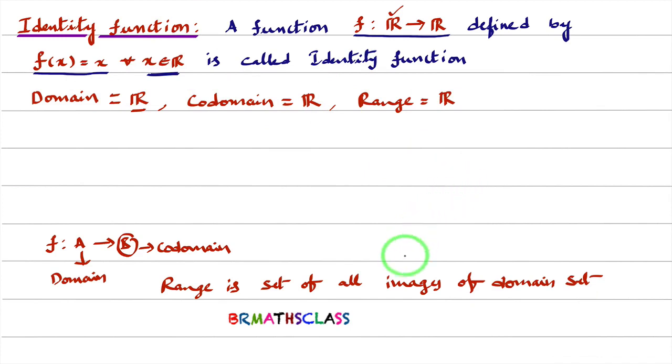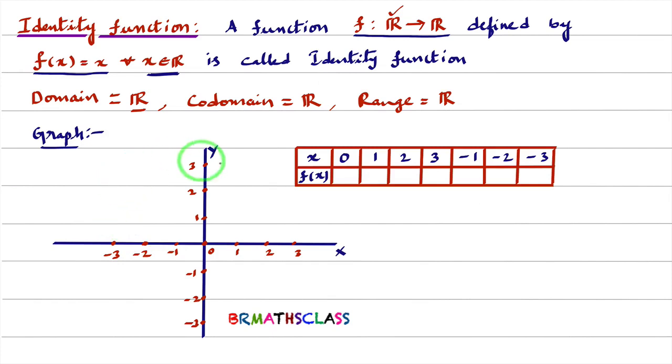Now we will learn how to draw the graph of identity function. You observe here, I consider a coordinate axis and I consider some x values. For respective functional values, we will see. When x is 0, what is f of 0? As per the definition, f of 0 is 0. What is f of 1? As f of x is x, f of 1 is 1. Okay? F of 2 is 2. F of 3 is 3. F of minus 1 is minus 1. F of minus 2 is minus 2. F of minus 3 is minus 3. Why? Because f of x equal to x.